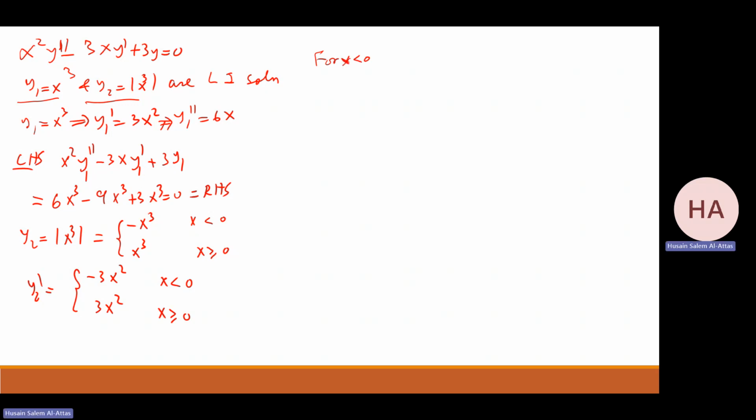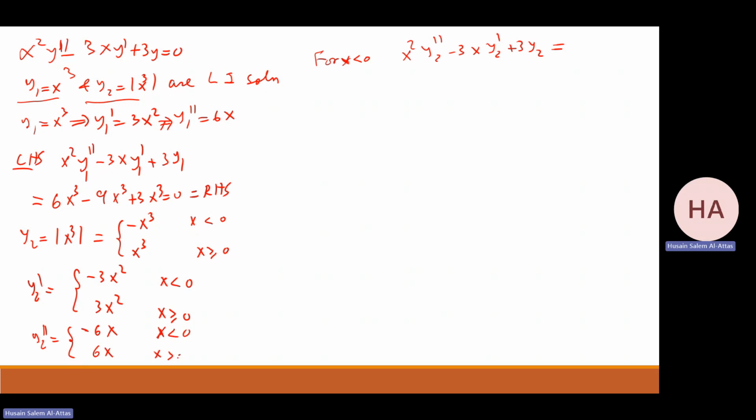I check the equation: x squared y2 double prime minus 3x y2 prime plus 3y2. That will be what? x is negative. What will be y2 double prime? Y2 double prime will be minus 6x if x is negative.